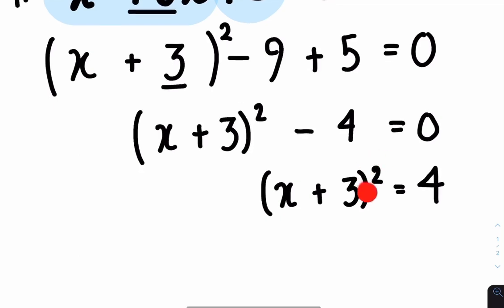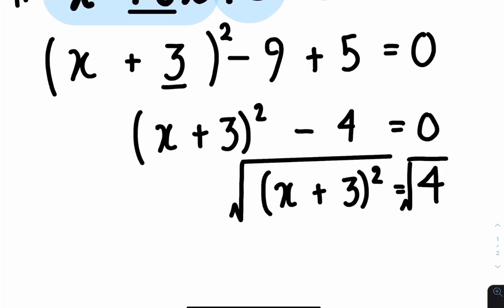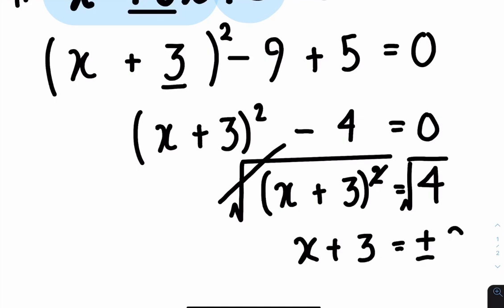And this square is causing problems to get x on its own. So we do the opposite of square, which is square root. So I'm going to square root this side. Whatever you do to one side, you have to do to the other. And then this and this will cancel out, which is what we wanted. So we're left with x plus 3 on this side. And on this side, we have plus minus root 4, which is 2.